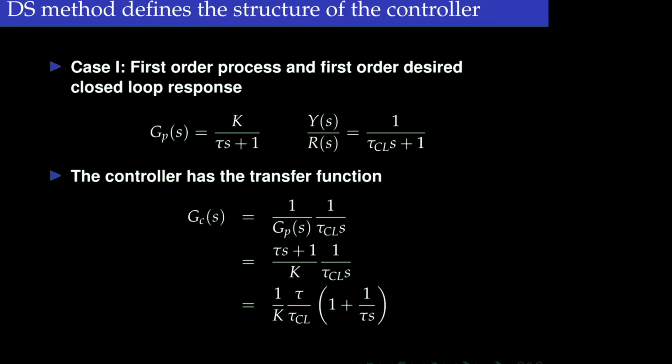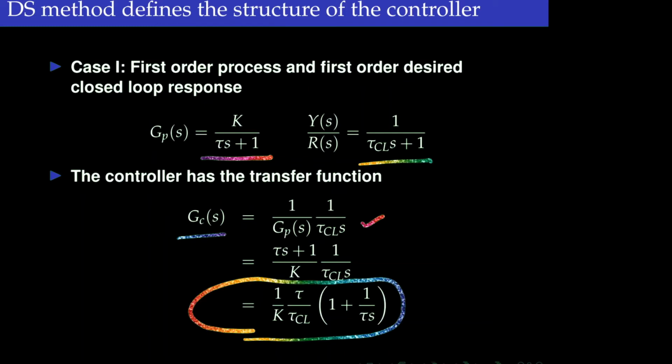So let's look at the case of a first order process model. If we have the process model to be K over tau s plus 1, and again the desired closed loop response is given by this transfer function, if you simply plug in the values in this equation, you end up getting a Gc something like this. So this is our Gc, and now we need to consider what the Kc, tau I and tau D are for this case.